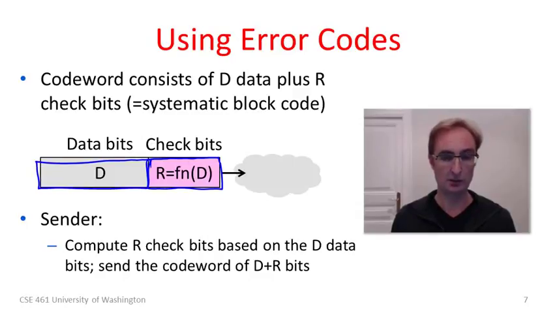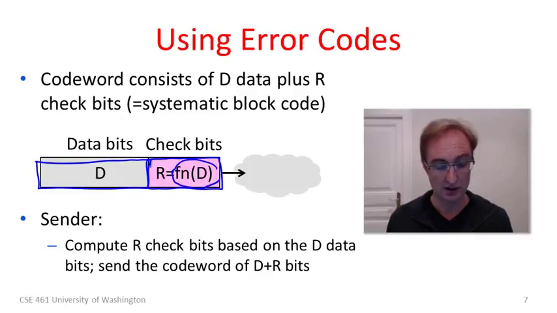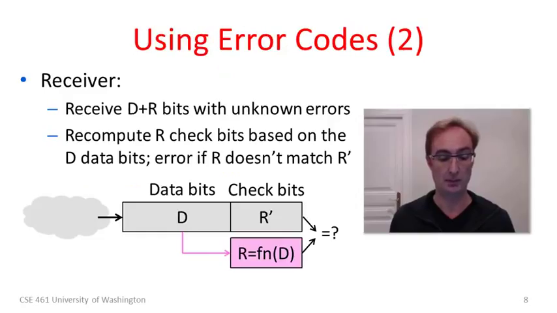The way the codes will be used at the sender is that the sender will be given the data bits D from the higher layer, and it will then compute the check bits. The check bits here are strictly a function of the data, so they're computed by a little routine as a function of the data. We'll then append them and send them into the network towards the receiver, and you're away. The sender has done its job.